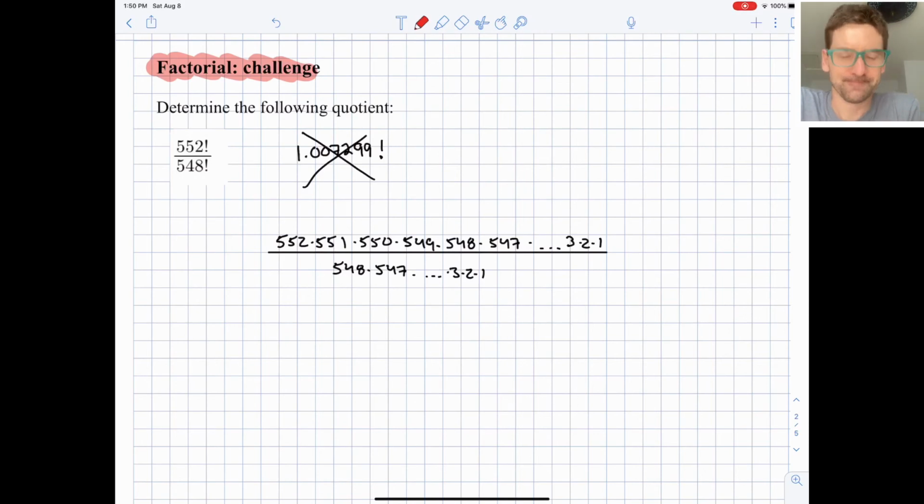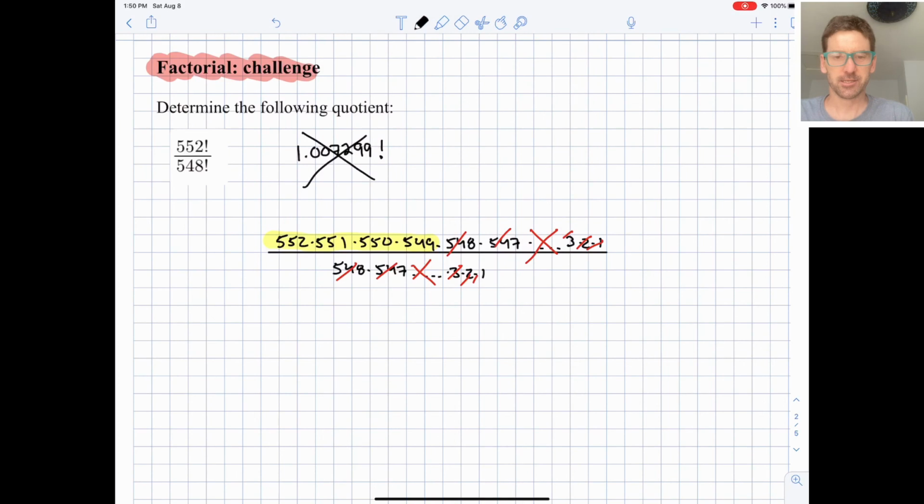What do you notice? We can simplify a bunch, right? So look at this. These 548s cancel. The 547s cancel. The 3s, the 2s, and the 1s cancel. And everything in between is going to cancel also. So we have a very simple multiplication problem to do.